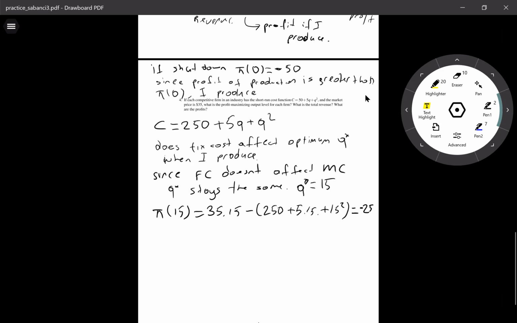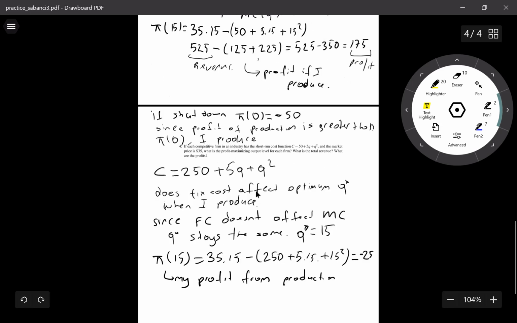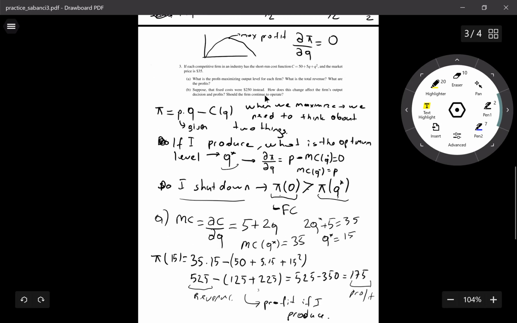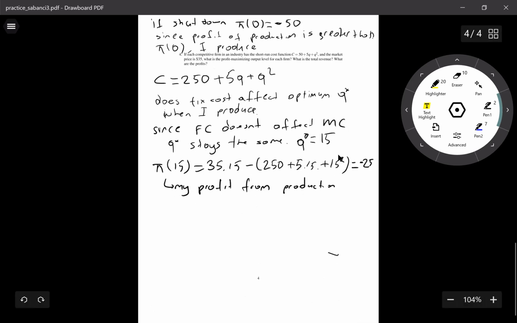Which means that if the fixed cost is 250 instead of 50, my profit from production will be minus 25. Then the question is also asking, should the firm continue to operate? Since we have negative profit here, will we continue to produce?